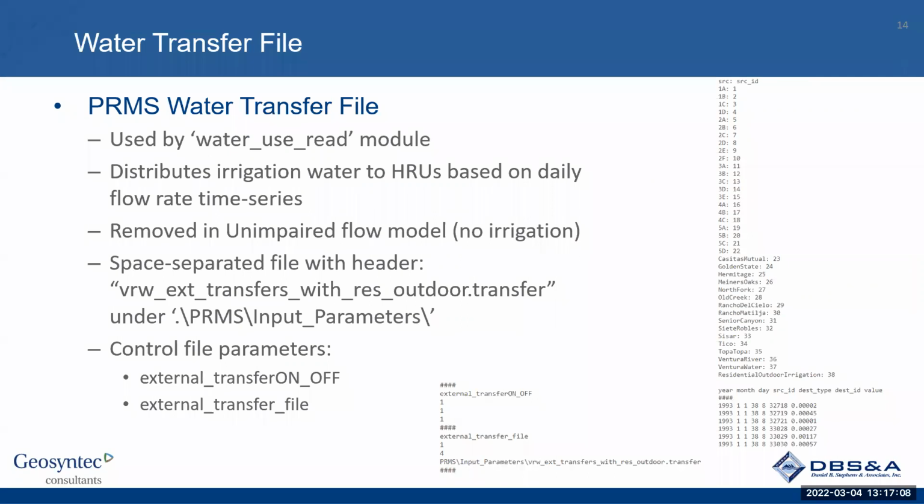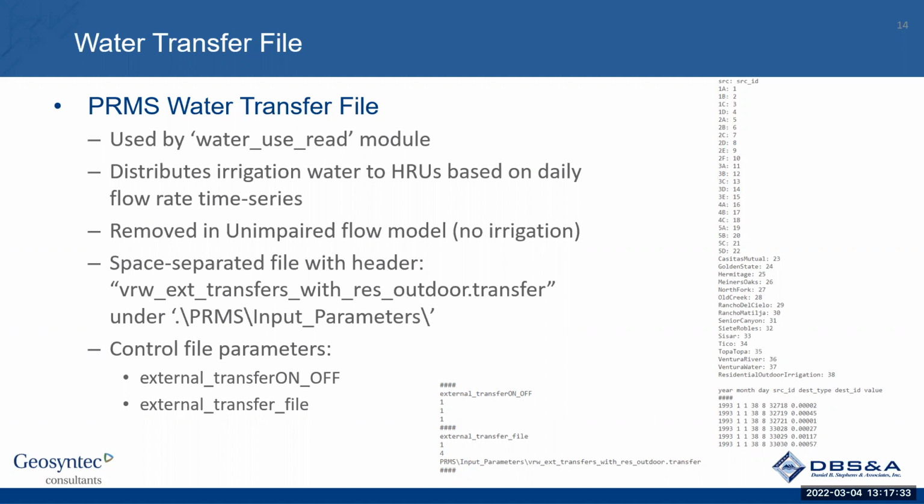The next file that I'm going to talk about is the PRMS water transfer file. And this is used by the PRMS water use read module. This is to distribute irrigation water to HRUs based on daily flow rate time series. So this is only in the calibration validation model. It's not in the unimpaired flow model because there's no irrigation in that model.